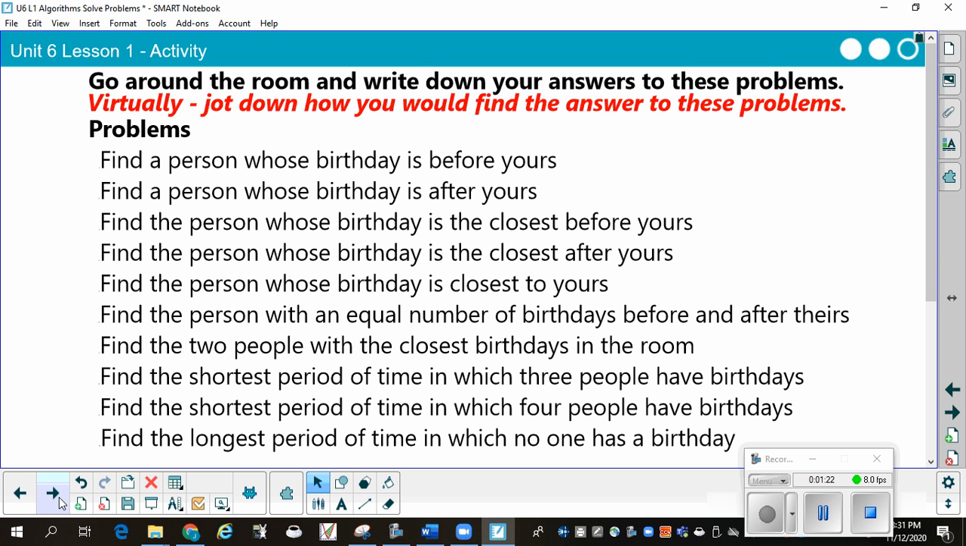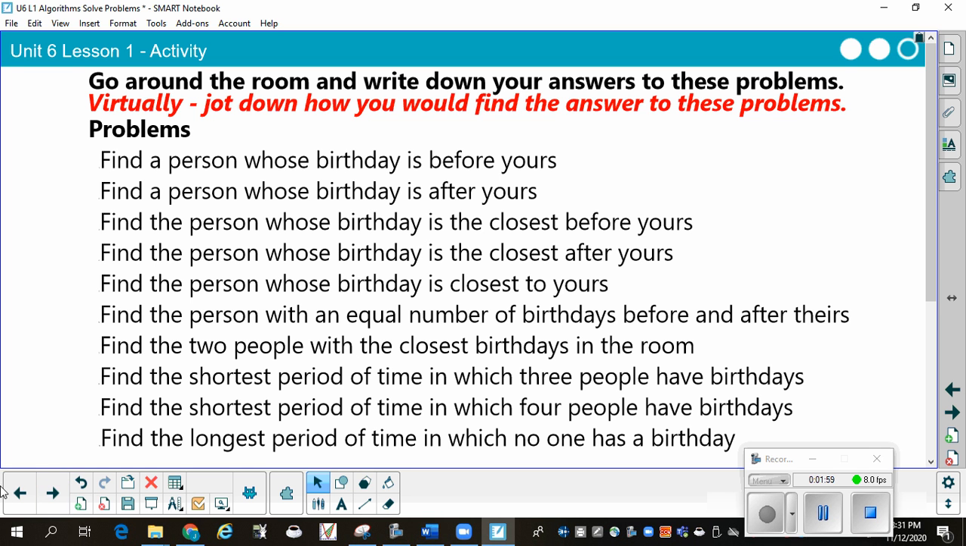Now, what I'd like for you to do as you're watching this video, since we are not in the classroom for this, is to jot down how you would find the answer to these 10 problems. You don't have to write down the problem, you can write down this is what I do. 1, find a person whose birthday is before yours, and 2, find a person whose birthday is after yours. 3, find the person whose birthday is the closest before yours. 4, find the person whose birthday is the closest after yours.